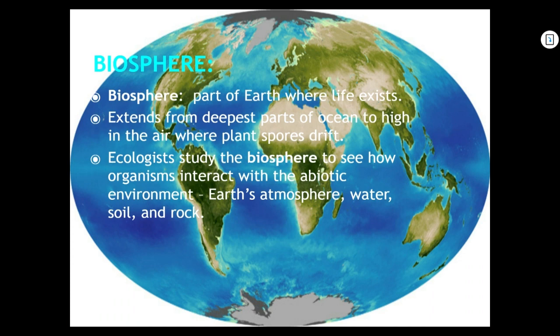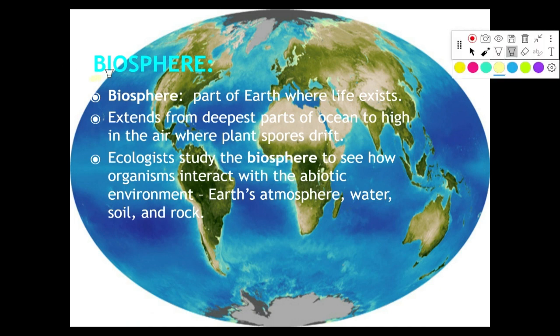And so the biosphere is just a part of the earth where life exists, right? Again, bio, you can see right here, and it kind of doesn't stand out too well against this, but you can see right here, biosphere. Bio means living, and then sphere just means like a ball shape, right? So all the living things on Earth extends from the deepest parts of the ocean, and it gets very deep in the ocean, y'all, like super deep. Extends, and then it goes up into the highest, into the air, right, where plant spores drift.